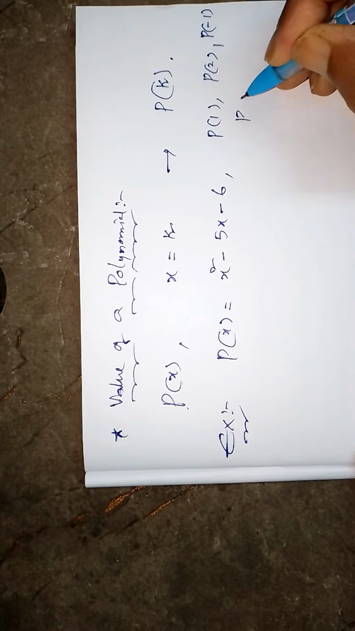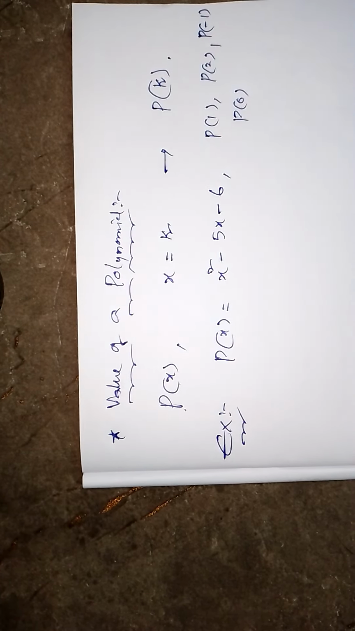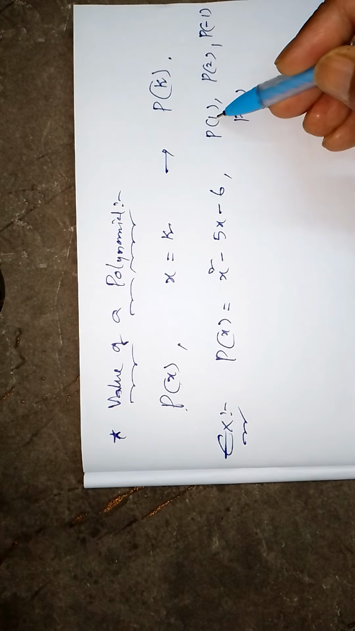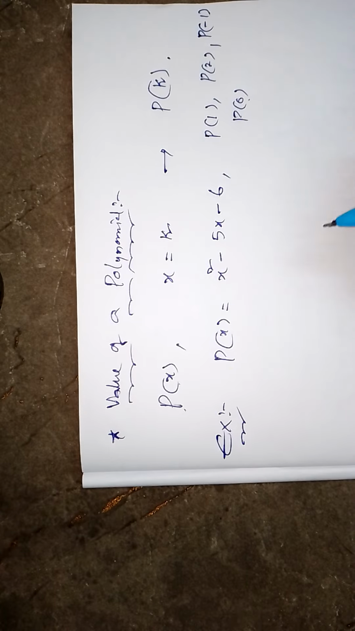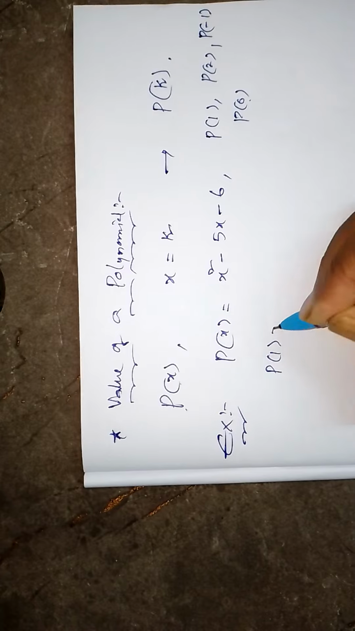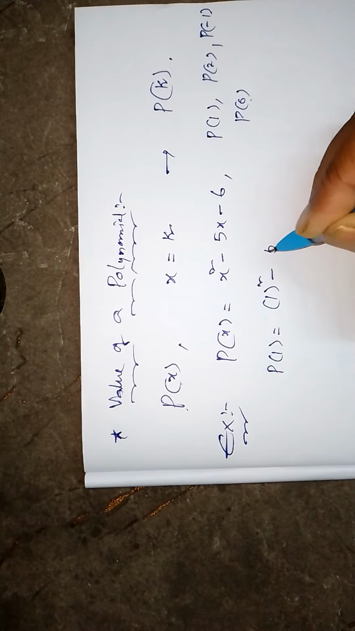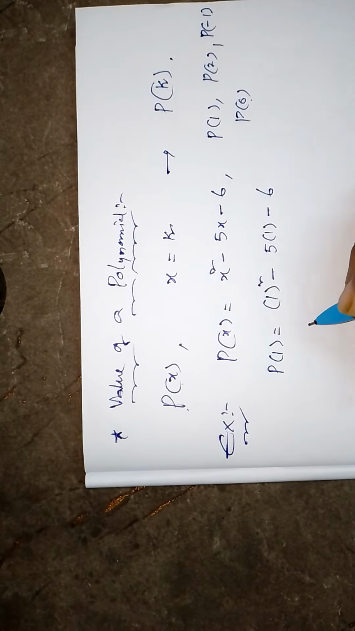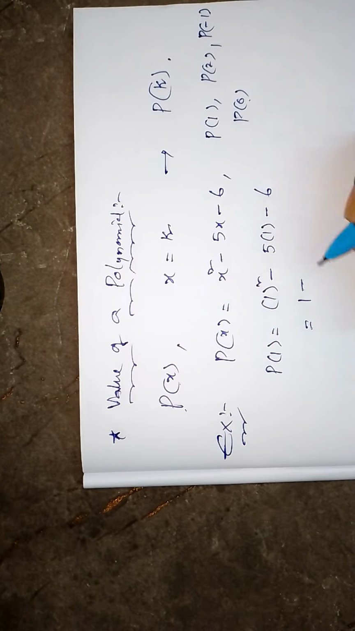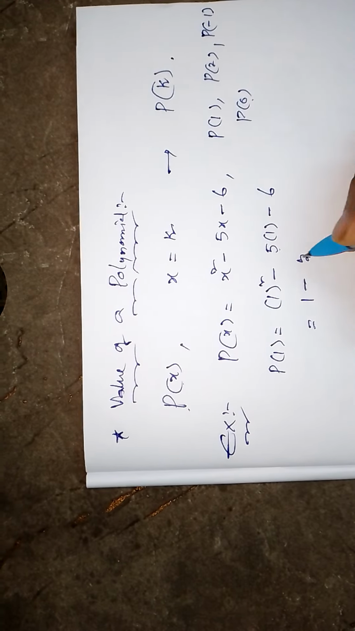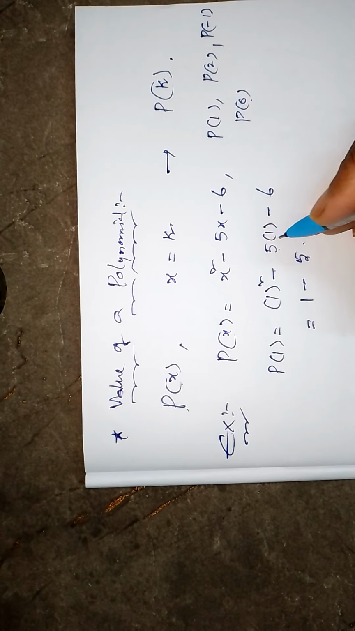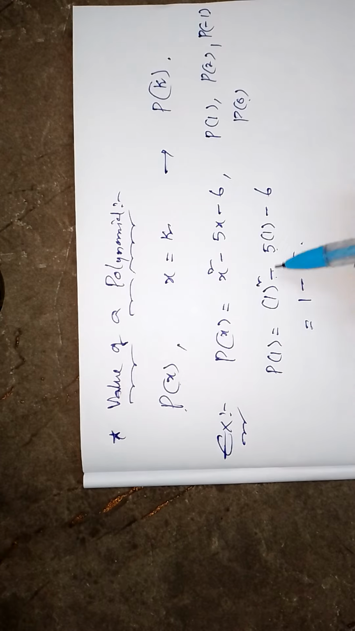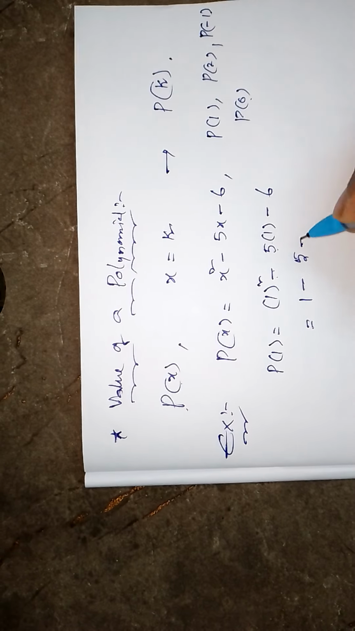And p of 0. I have to replace x by 1, 2, minus 1 and 0. What you get, those values are nothing but values of the polynomial. First I replace x by 1. P of 1 equals 1 square minus 5 into 1 minus 6. 1 square is 1. 5 ones are 5, minus 5, minus into plus is minus. 5 ones are 5. Minus 6.